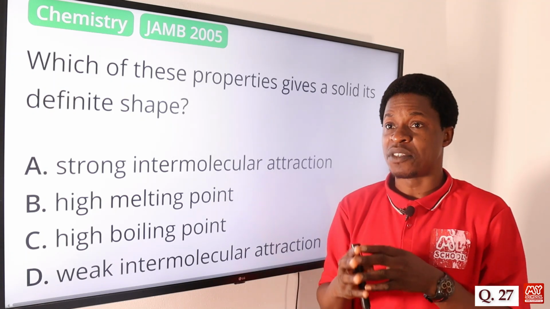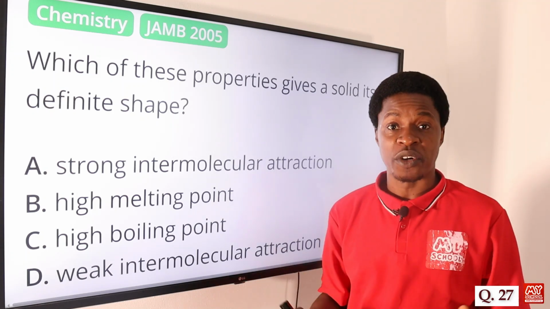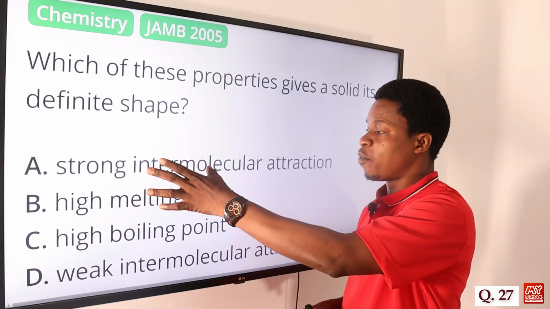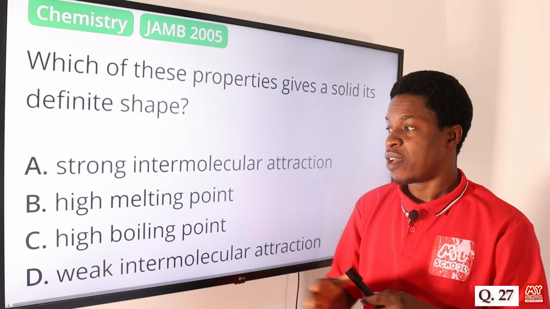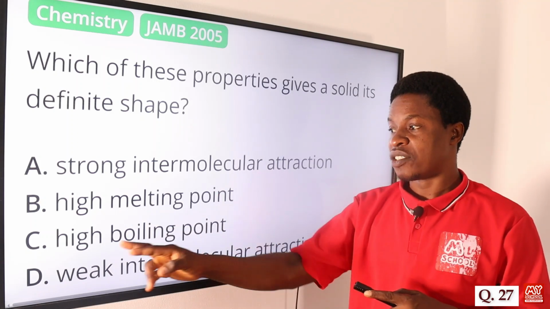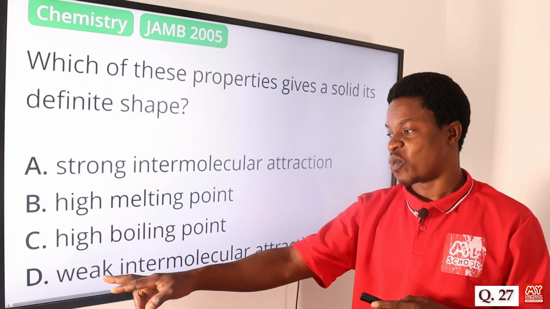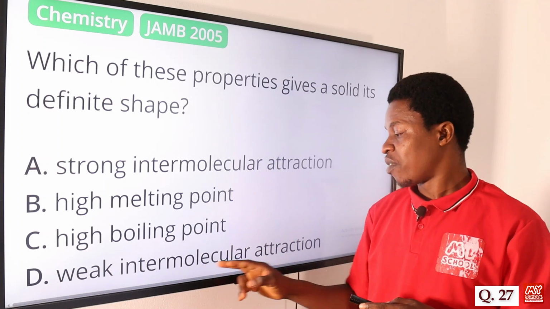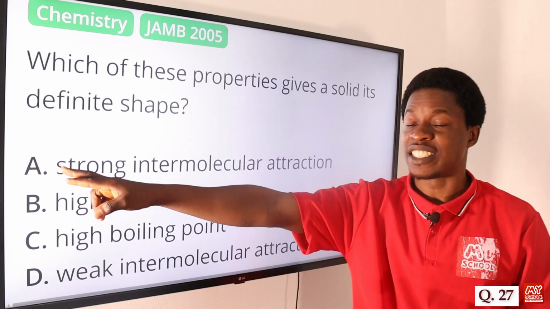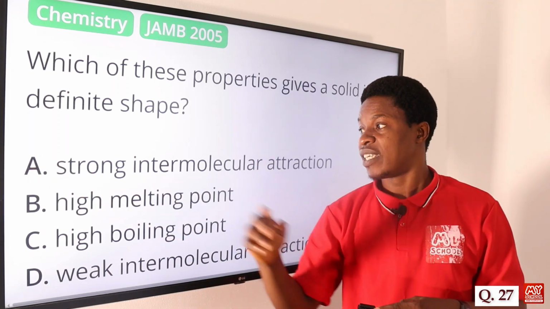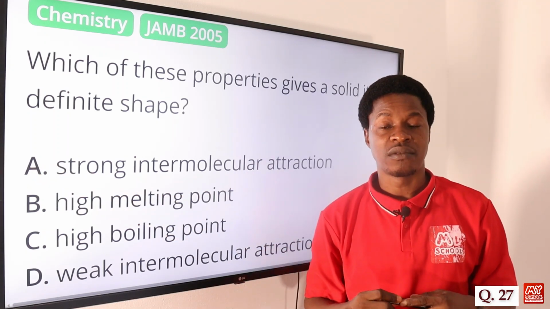Yes, we can say maybe some of them have a high melting point because of this intermolecular attraction. The molecules that bind them together are actually strong. It is not the high melting point, it is not the high boiling point, and it is not weak, of course. The intermolecular attraction in solids is not weak, it is strong. So the correct answer is option A, strong intermolecular attraction.